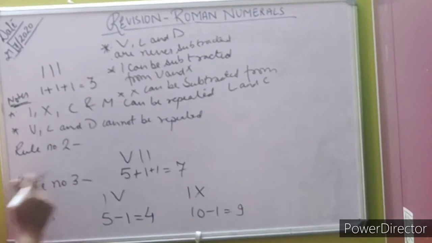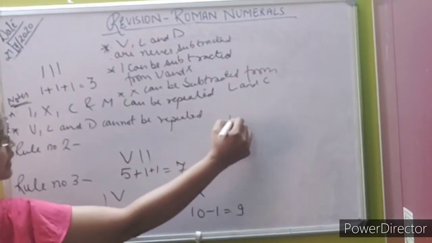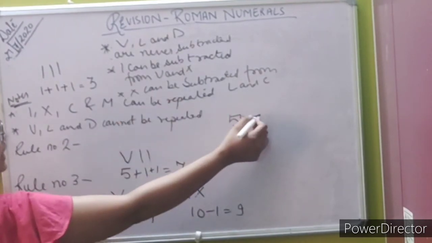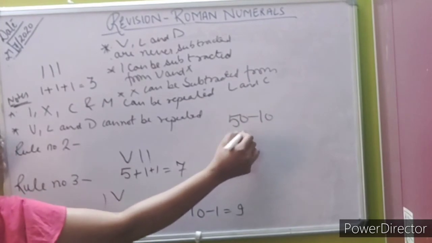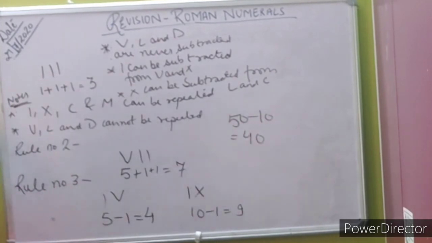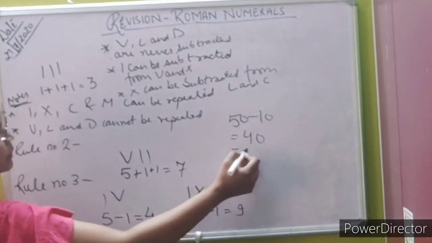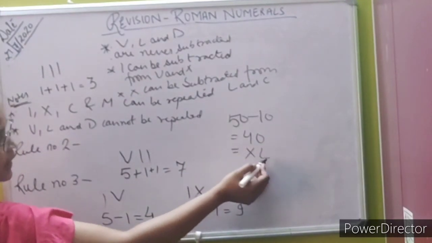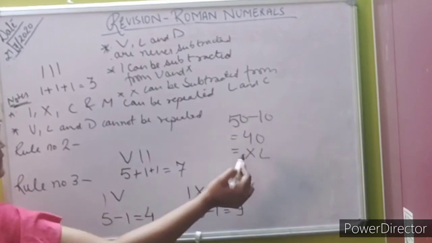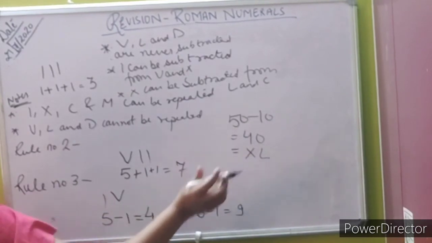Like L stands for 50 and X stands for 10. So 50 minus 10 is 40. And 40 in Roman numerals is XL. L means 50 and X means 10. So L minus X is 40.